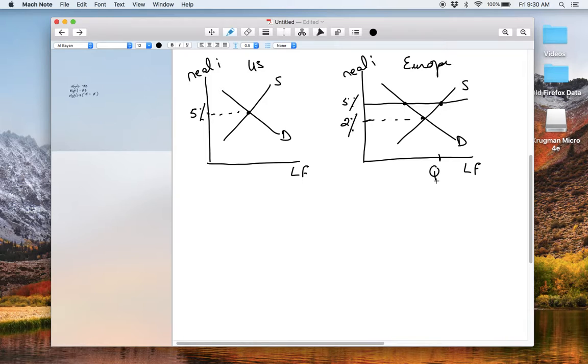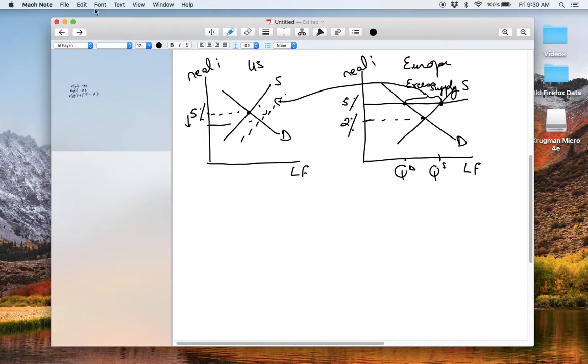This is the quantity supplied of loanable funds in Europe. This is the quantity demanded. So there is excess supply of loanable funds in Europe at 5%. So the Europeans will send that capital to the US, and that will increase the supply of loanable funds and drive the interest rate down, okay? Whichever country has the higher interest rate, money will flow to that country, okay?